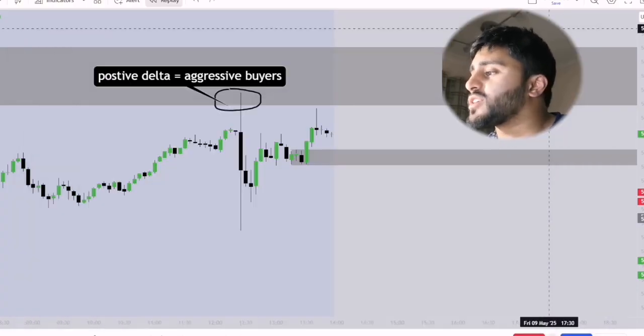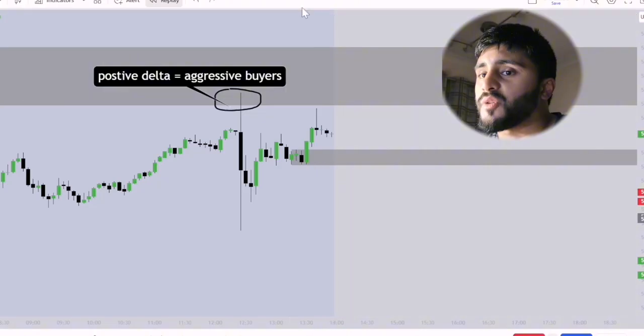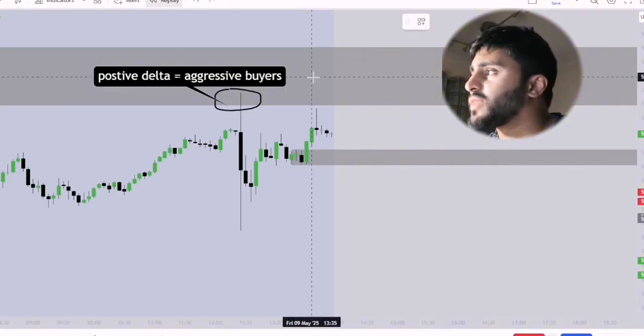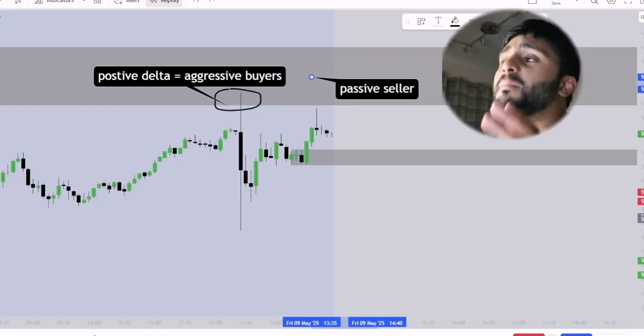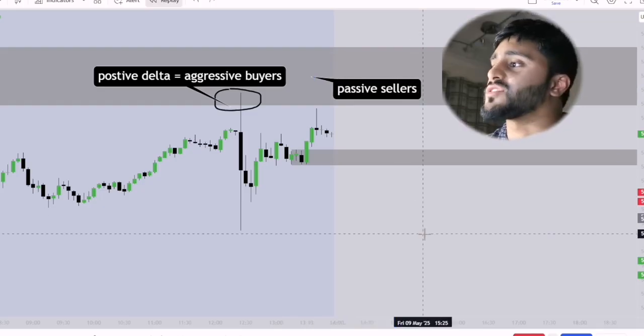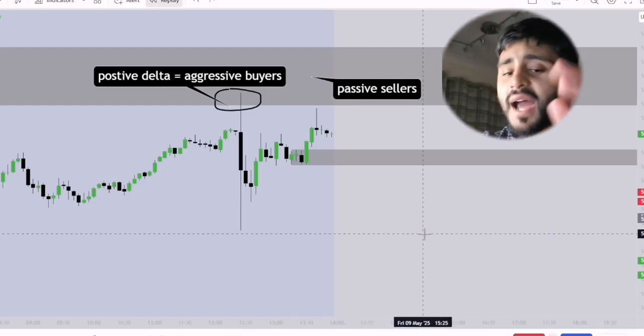So again, we see a lot of aggressive buyers, right? These buyers are present all throughout this candle. Aggressive buyers that are not being rewarded simply means that passive sellers are at this zone. So this zone is being supported by passive sellers, right?